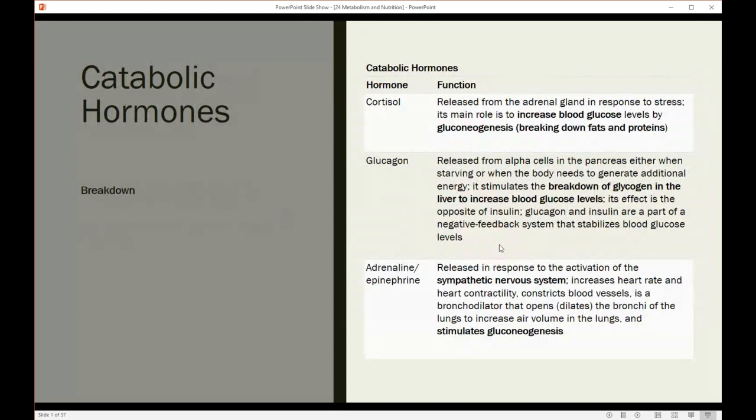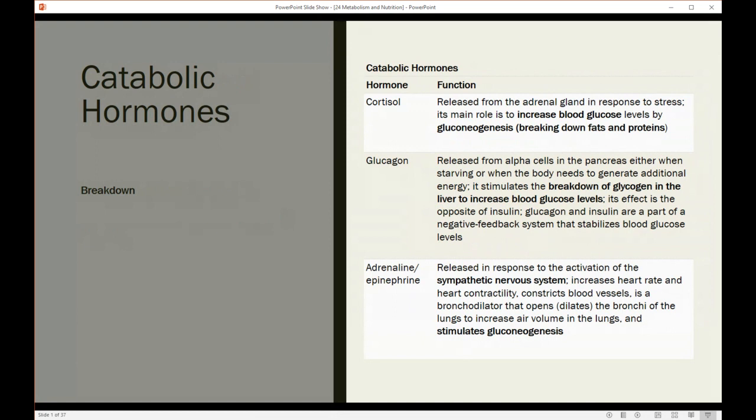There are different types of hormones that are going to allow us to break down. So there is cortisol. Cortisol, if you remember, is released from the adrenal gland, and we release it in response to stress. Its main role is to increase our blood glucose levels, and it does that by gluconeogenesis. Remember, in gluconeogenesis we break down fats and proteins, and then use them to form new glucose. So gluconeogenesis is both catabolic and anabolic.